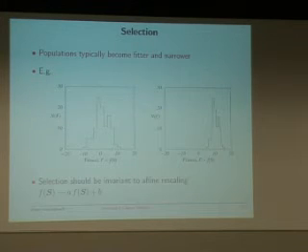Otherwise, if you don't do that and you use simple proportional selection, what tends to happen over time, when your populations get much, much narrower, is that you're not actually doing very strong selection, and you're really just going into random drift.